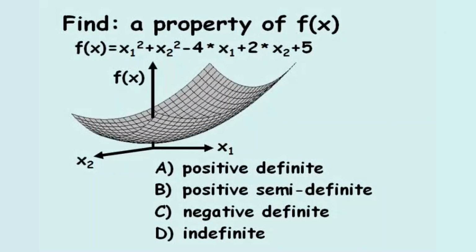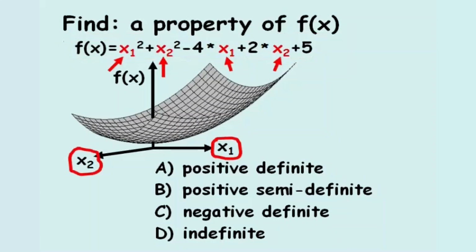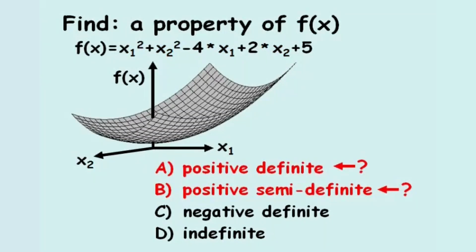Find a property of f of x. In this problem, a surface is defined by the function f of x, whose value depends on x1 and x2. We need to determine if this surface is positive definite, positive semi-definite, negative definite, or indefinite.